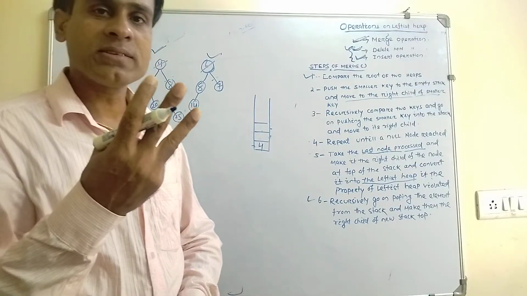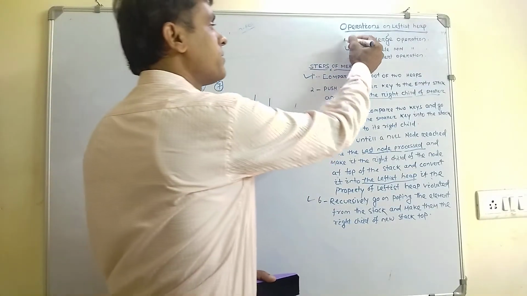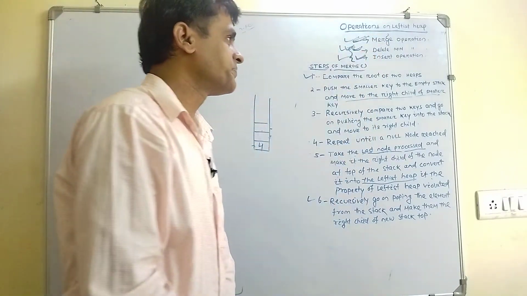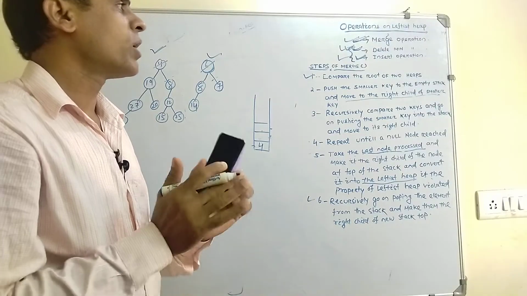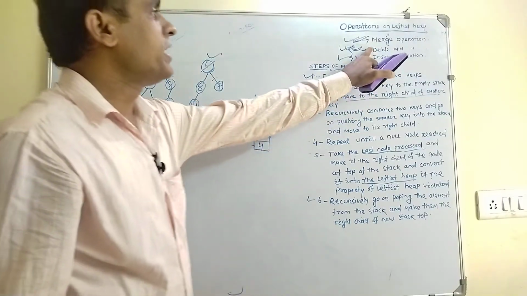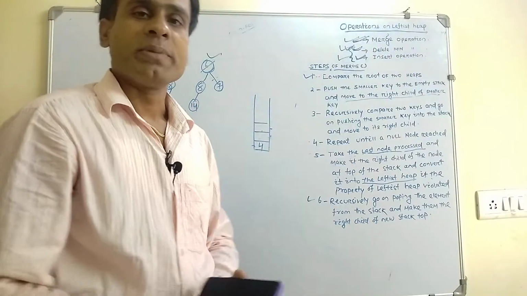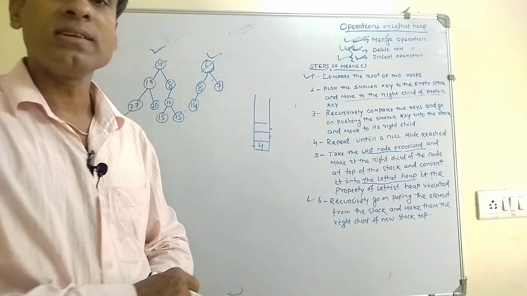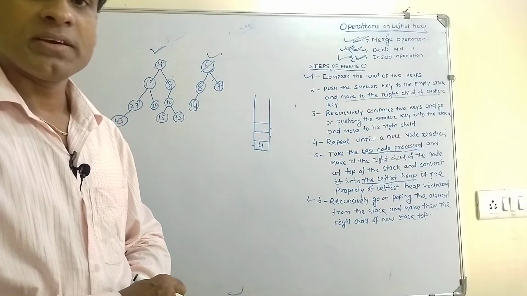There are three operations of a leftist heap. One is the merge operation, another is the delete min operation, and another is the insert operation. The delete and insert operations are based on the merge operation. So first let us know what a merge operation in a leftist heap is.